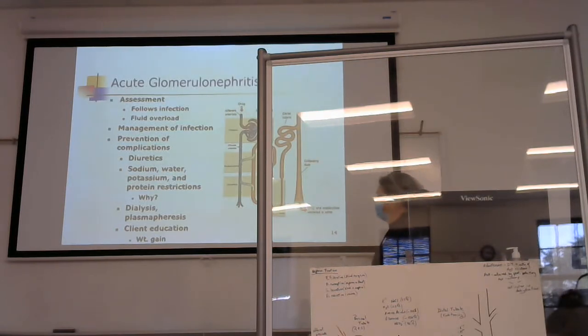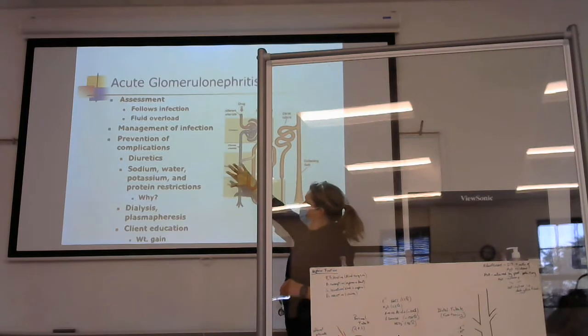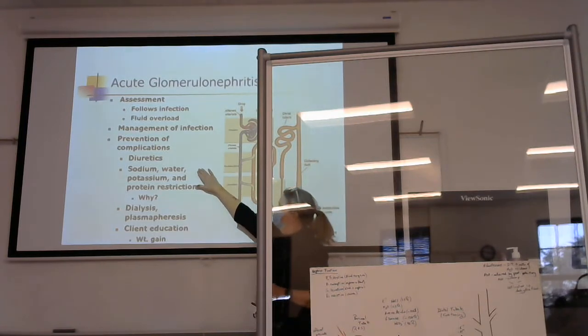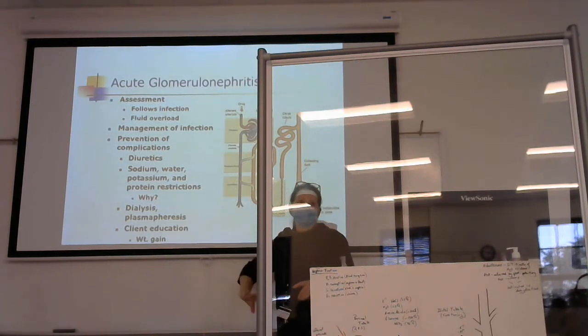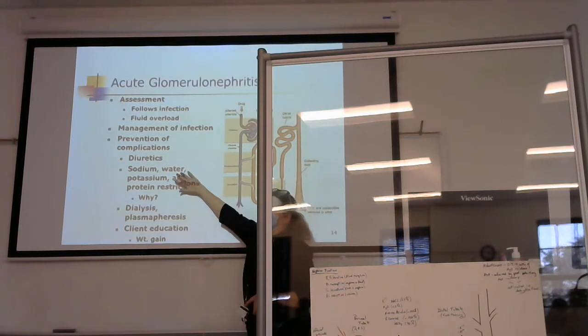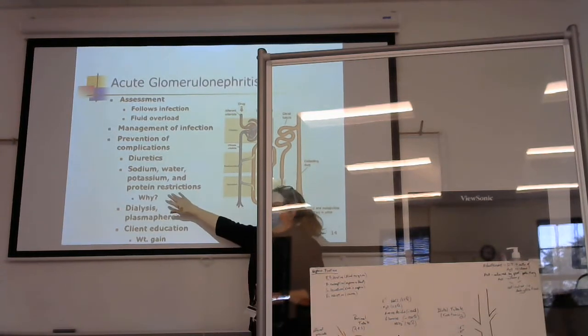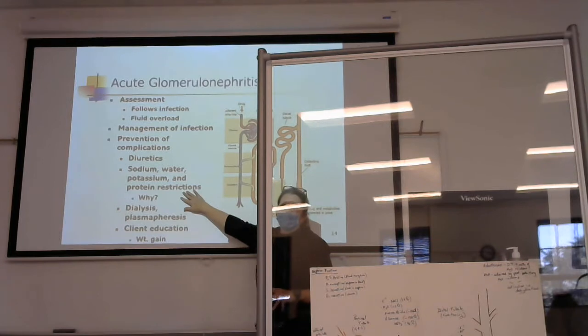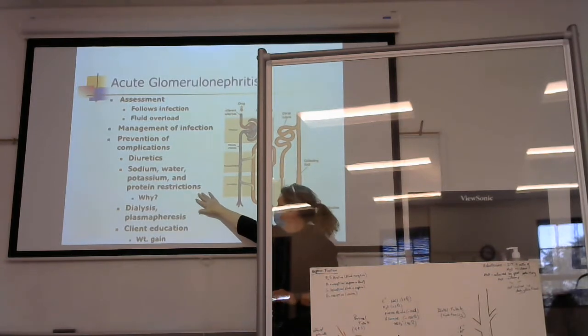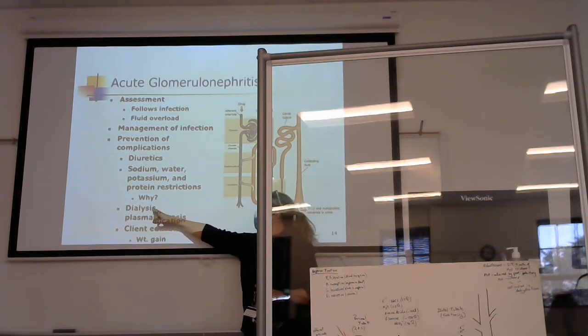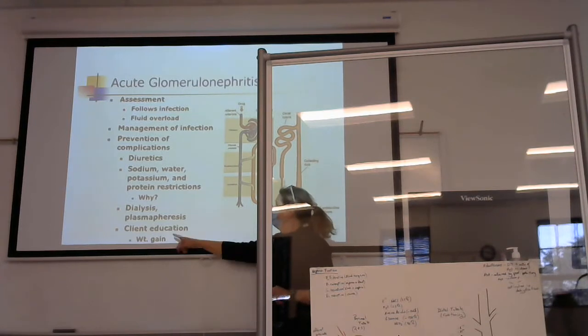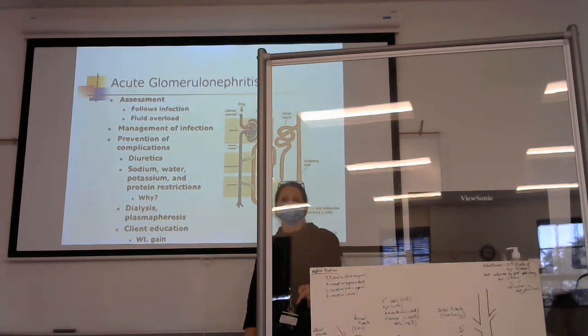So, we're gonna treat them with diuretics. We're gonna restrict their sodium, water, potassium, proteins. This is for the hypertension and the edema. This is to prevent any problems with their kidneys. They may actually end up on dialysis, or they may end up having to be put on plasmapheresis.